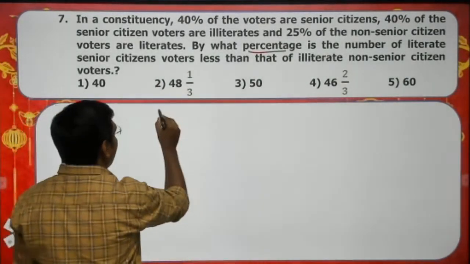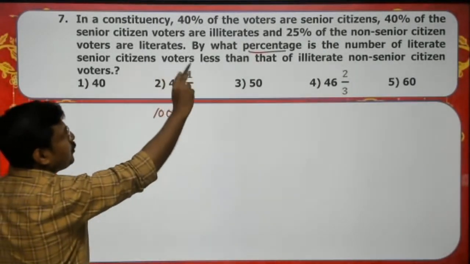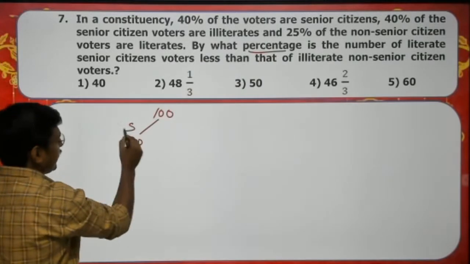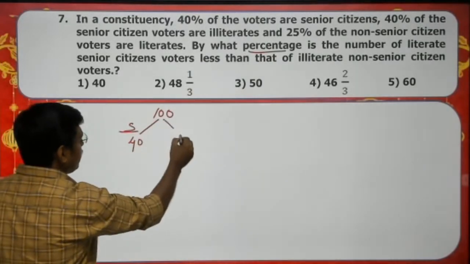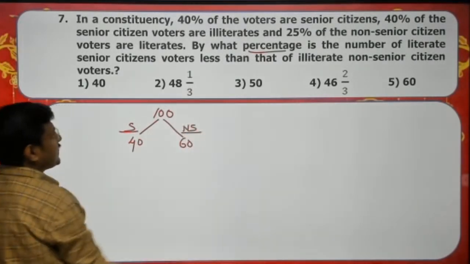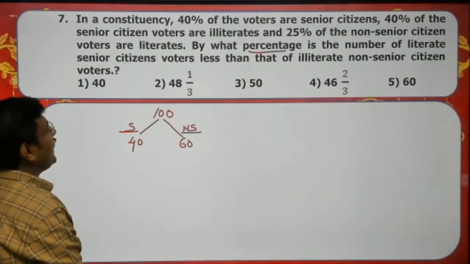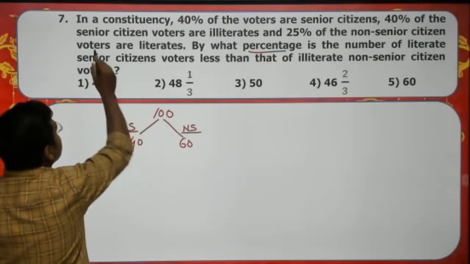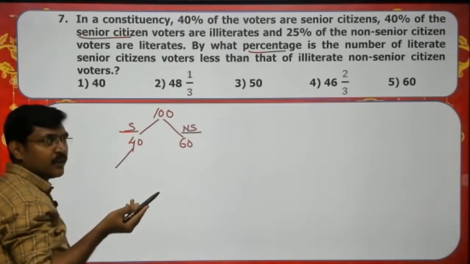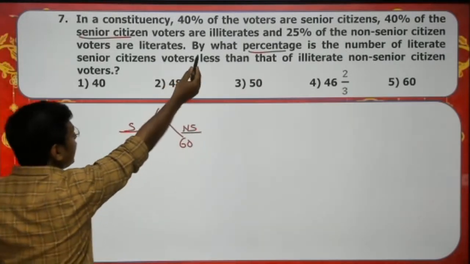In a constituency, total 100 voters are there, right? Out of 100, 40% voters are senior citizens. So out of 100, 40 are senior citizens. I am writing it as S. Then for sure the remaining 60 will be non-seniors, correct? So I am writing it as NS. Then 40% of the senior citizen voters are illiterate. So 40% of this 40 will be 16, right? So 16 voters are illiterates.